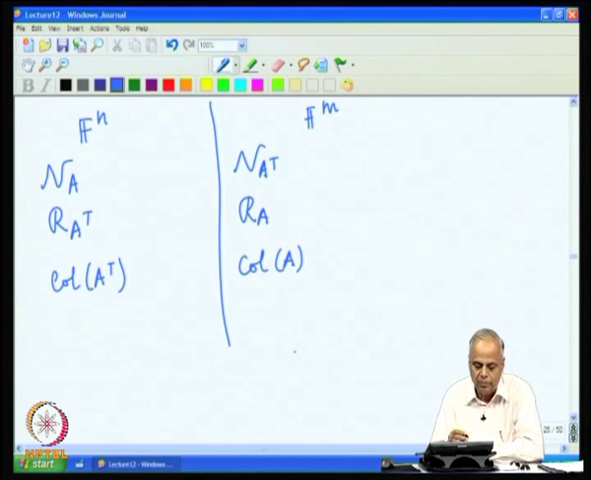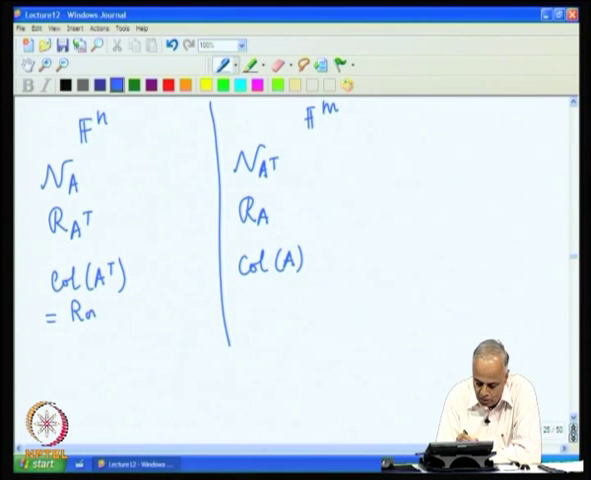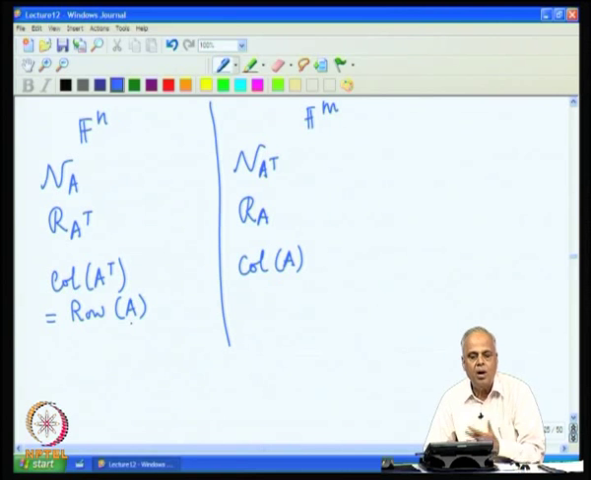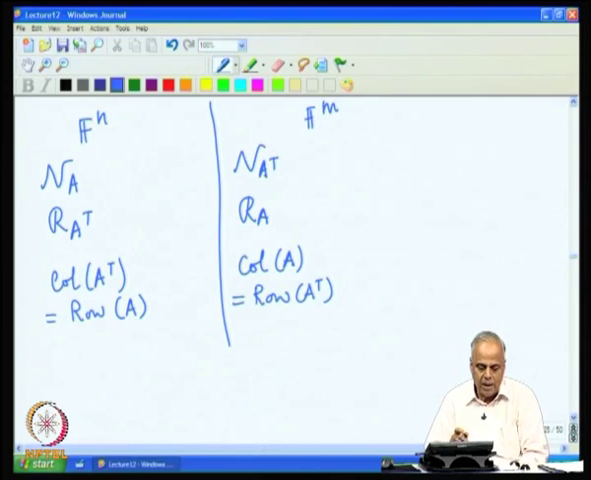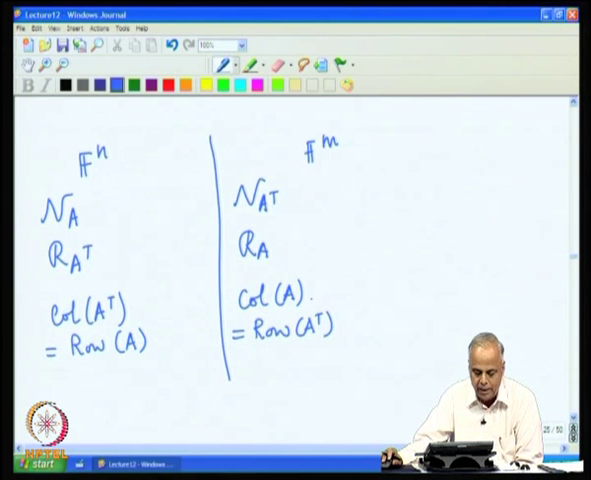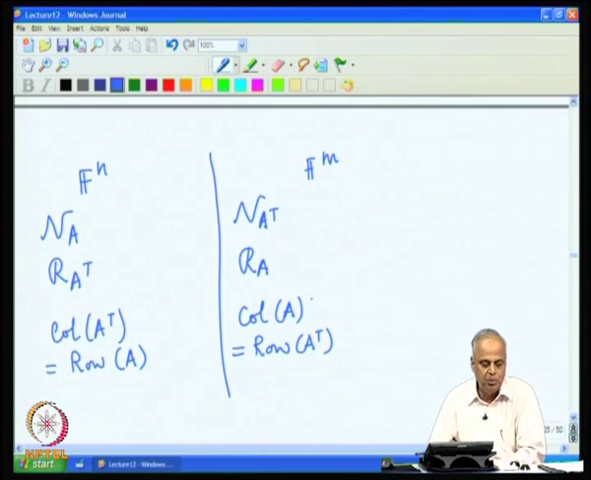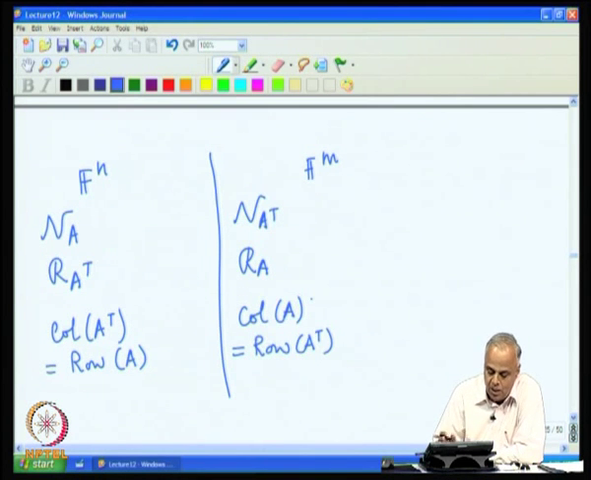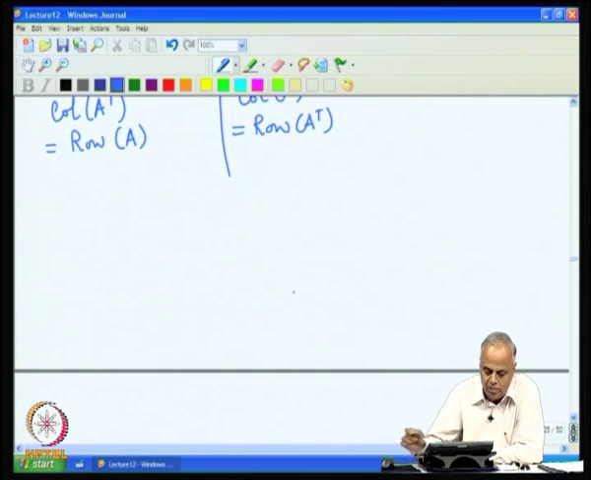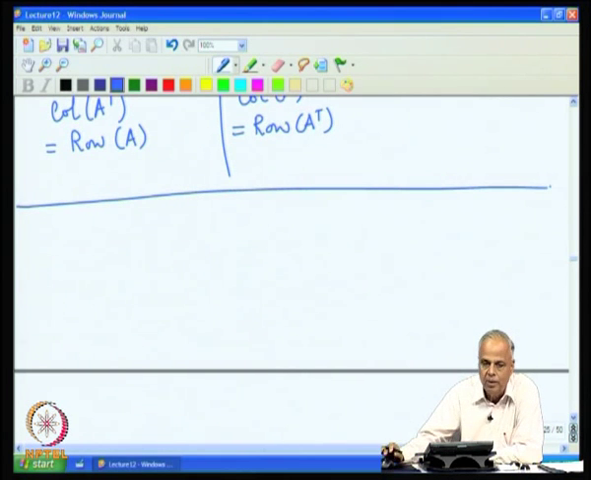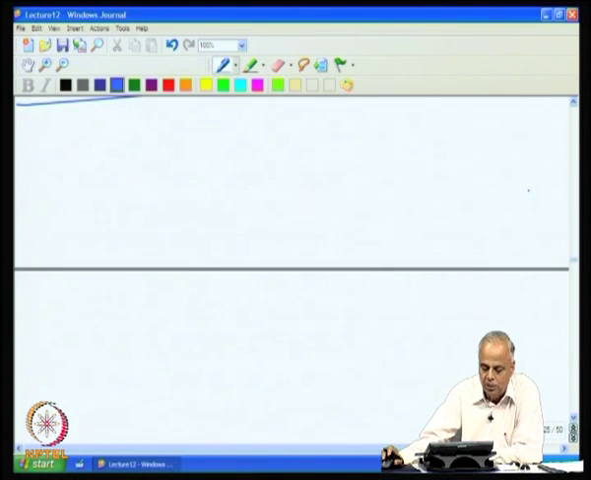Now, the column space of A transpose is also called the row space of A, because the columns of A transpose are the rows of A, and similarly this is called the row space of A transpose. So, now we actually had 8 spaces, out of which 2 are identical. We end up with 6 subspaces associated with a matrix. 3 of them are on the Fn side and 3 of them are on the Fm side. There is a lot of relationship between these subspaces. We shall be looking at this relationship one by one.